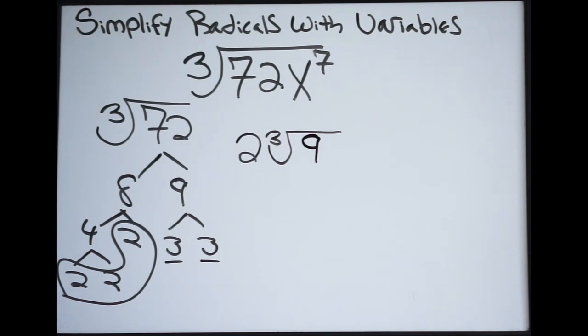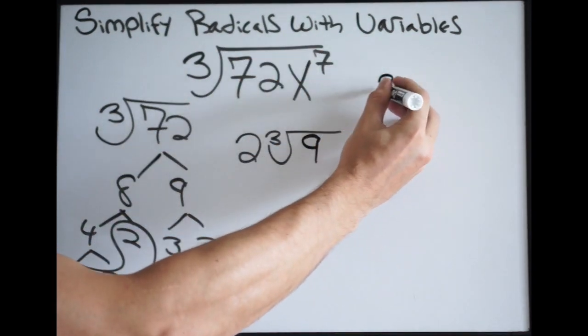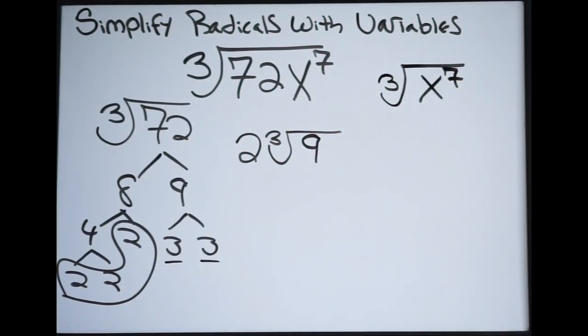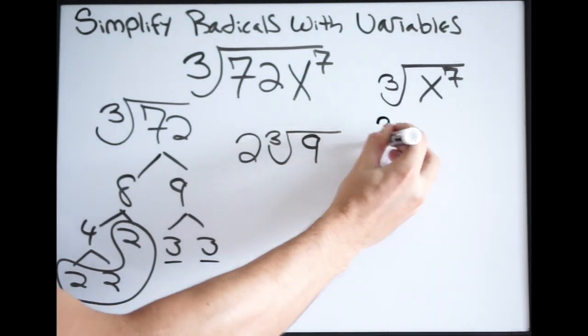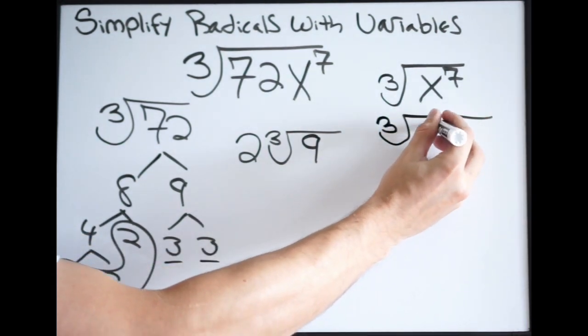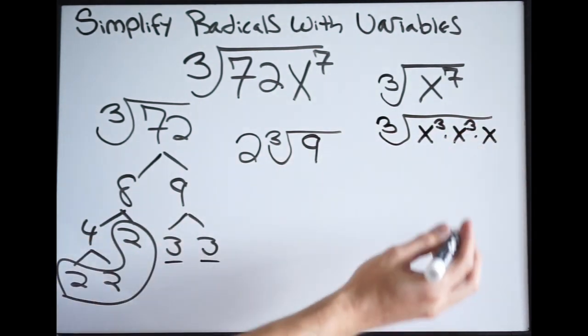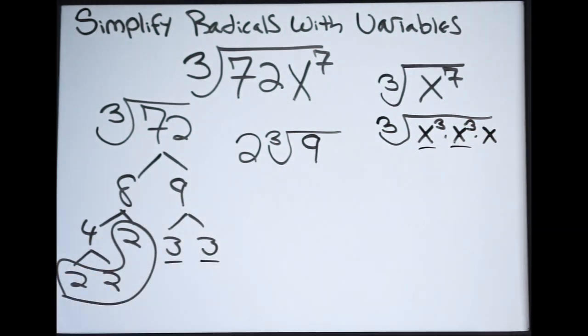Now we need to work on our variable. So we have the cubed root of x to the 7th. The goal is to get this to say x cubed. That way we can pull it out. So for example, we can rewrite this the following way. We have the cubed root of x cubed times x cubed times x. So I have an x cubed and an x cubed. Those 2 can come out. This stays underneath.